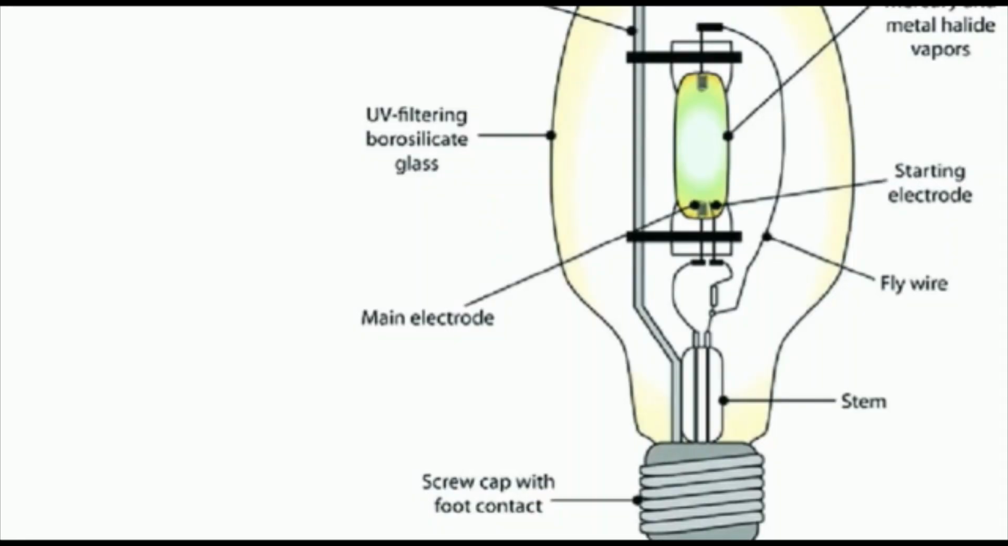The last topic that I am going to discuss is the metal halide lamp. So let us see what a metal halide lamp is. It is a type of lamp which gets inactive, and when this gets inactive, a mixture of gases is passed through it to create light. Now let us see what are the parts involved in the lamp. They are UV filtering borosilicate glass, starting electrode, main electrode, fly wire, stem, screw cap with foot contact.